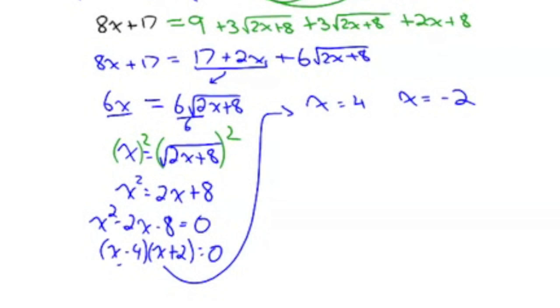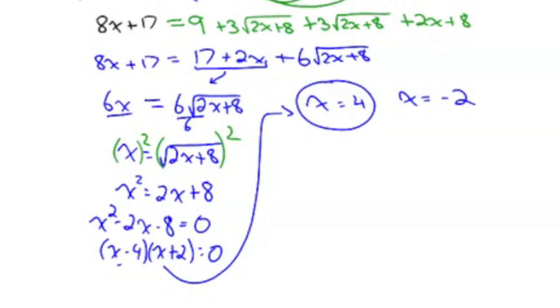But do they both work? Let's try 4. 8 times 4 is 32 plus 17. Thank God you can pick up a calculator. 49, that would be 7. 2 times 4 is 8 plus 8, square root of 16. What was the first answer? I forgot already. 7. 7 minus 4 is 3. That one works out perfectly fine. So x equals 4 is fine.